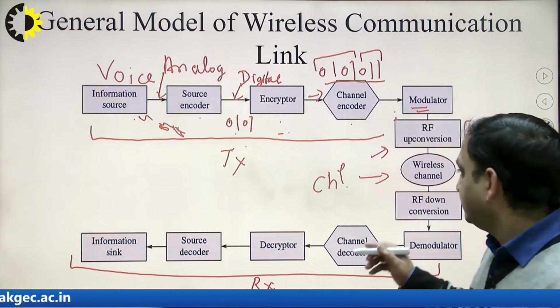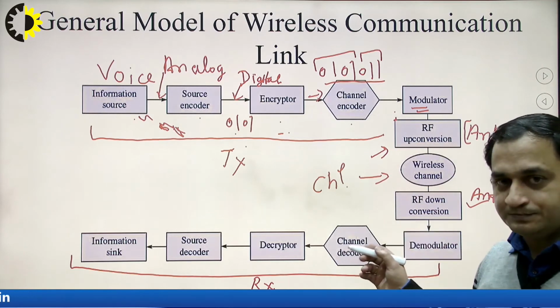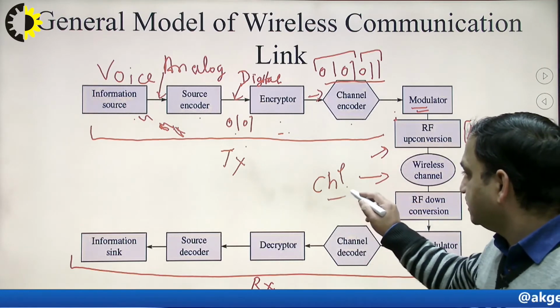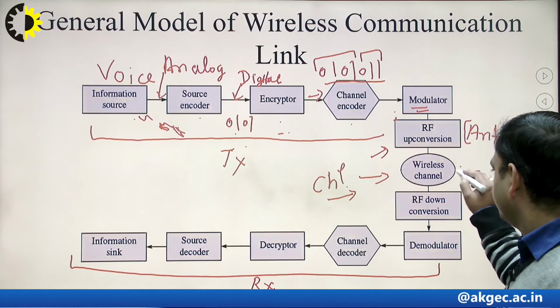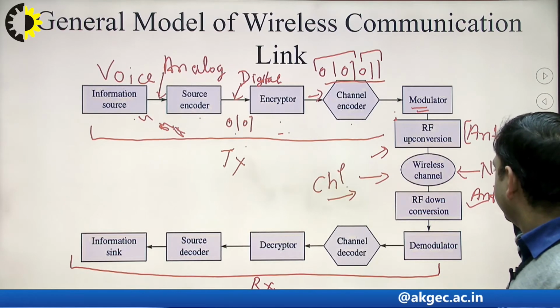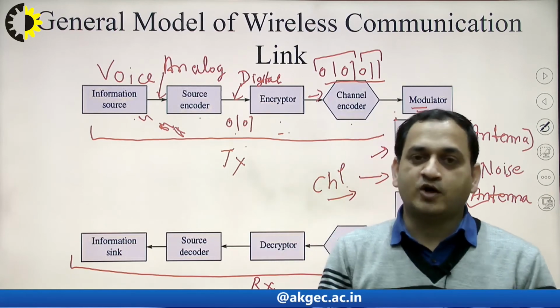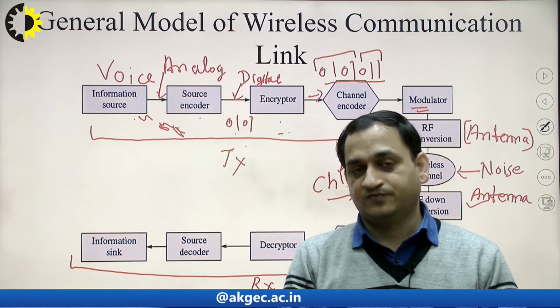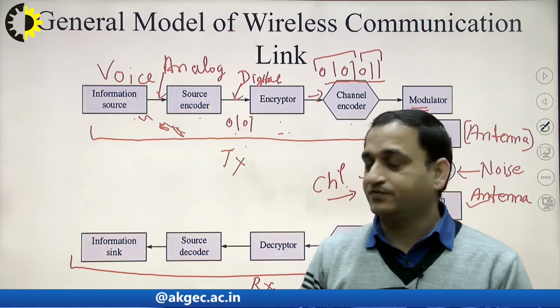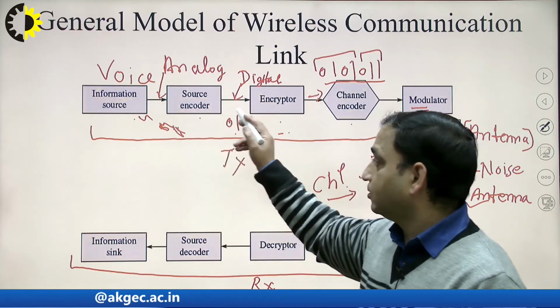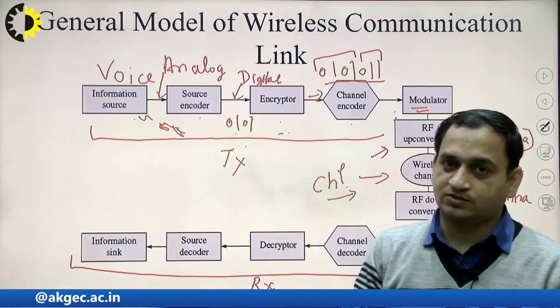Then it passes through the wireless channel, and this channel comprises noise. In the wireless channel, noise is added to the signal which is transmitted from the source encoder or the encryptor and the channel encoder.